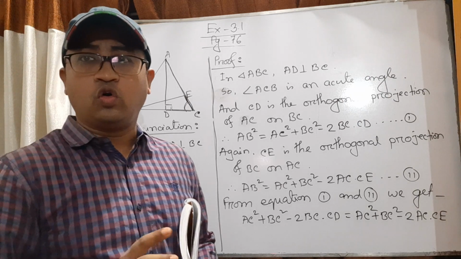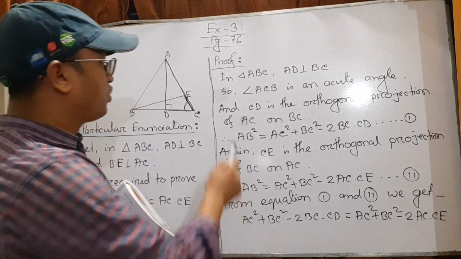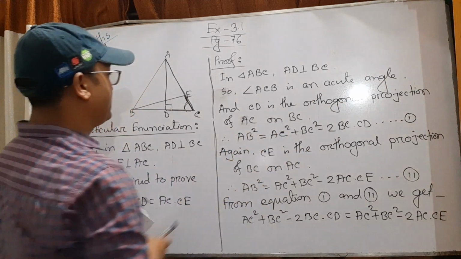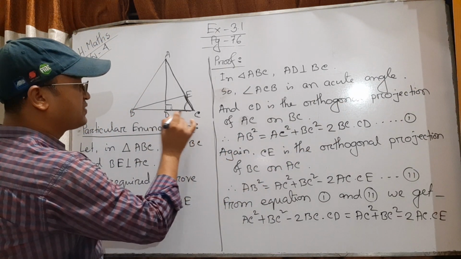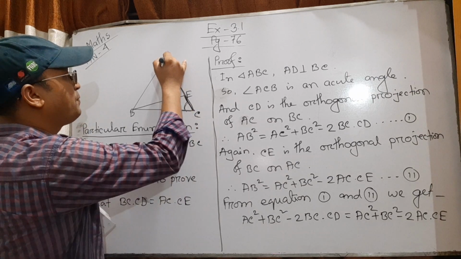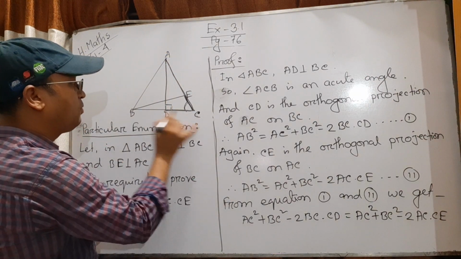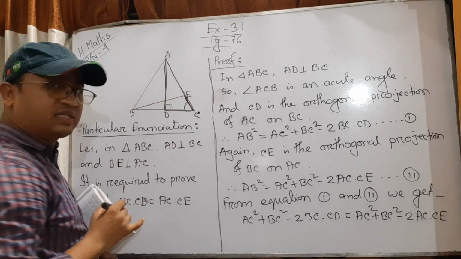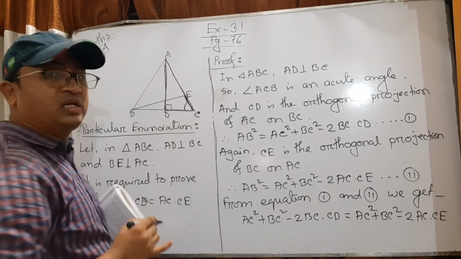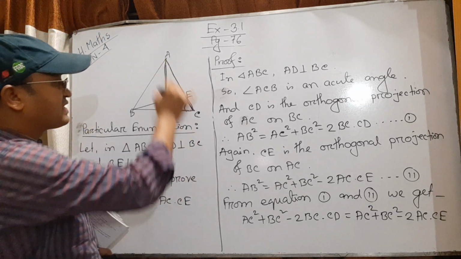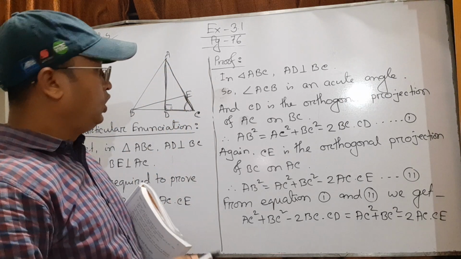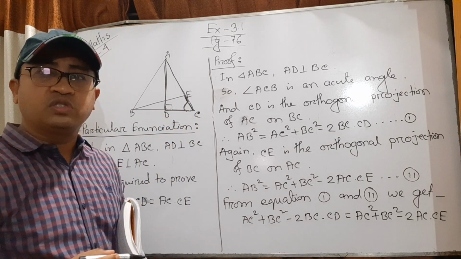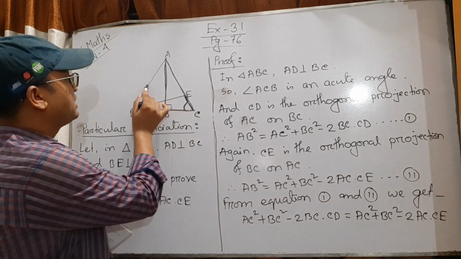Before that, you should know what the orthogonal projection is. Look here, CD is the orthogonal projection of AC on BC. This portion CD is the orthogonal projection of AC on BC. We draw a perpendicular from A to BC, so CD will be the orthogonal projection of AC on BC. So if C is the acute angle, what is the opposite side of C? The opposite side of C is AB.